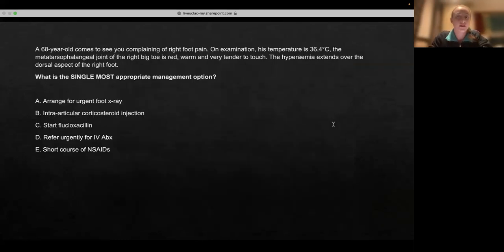Okay, next question. A 68-year-old comes to see you complaining of right foot pain. On examination, his temperature is 36.4. The metatarsophalangeal joint of the right big toe is red, warm, and very tender to touch. The hyperemia extends over the dorsal aspect of the right foot. What is the single most appropriate management option?